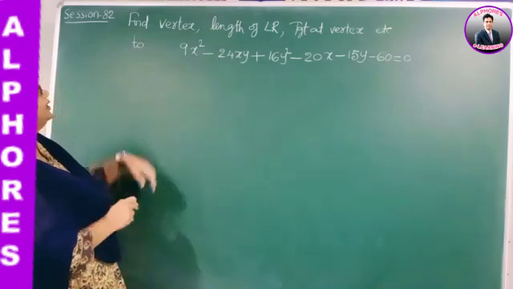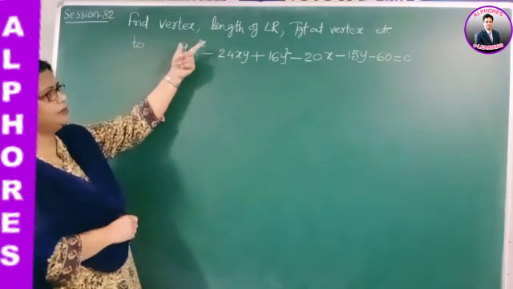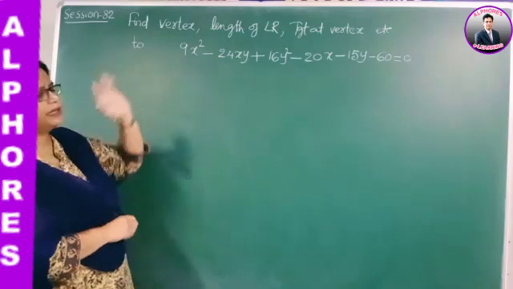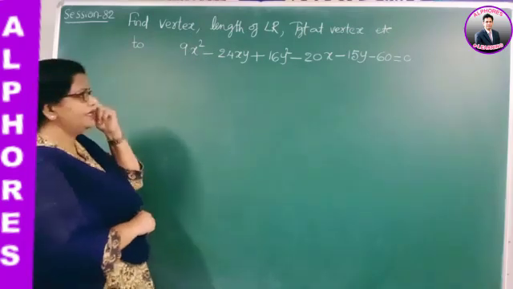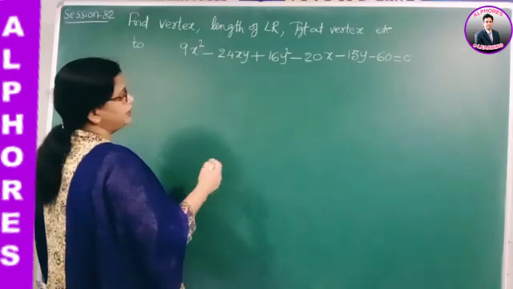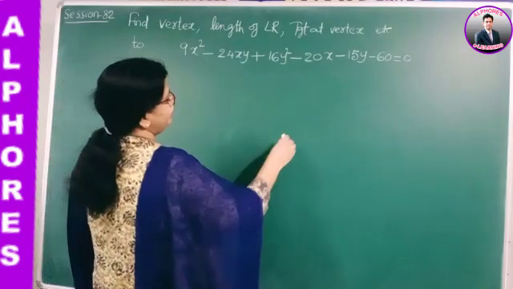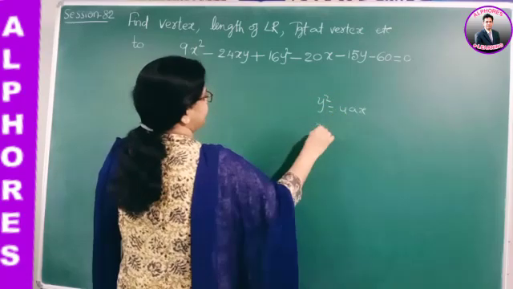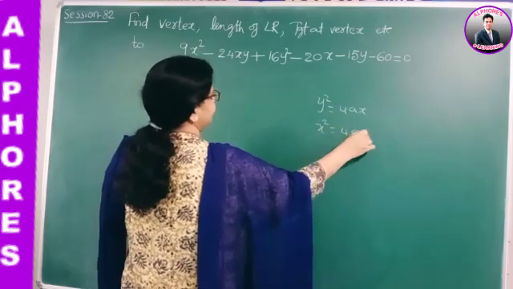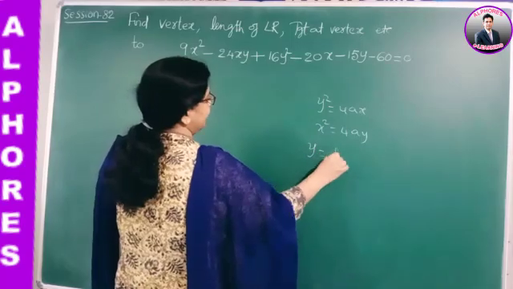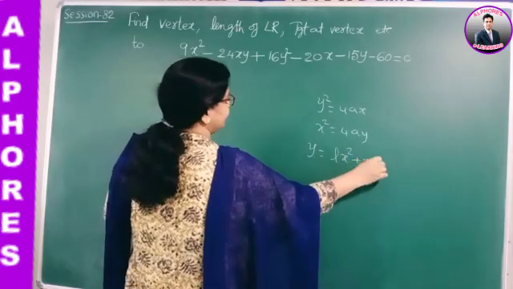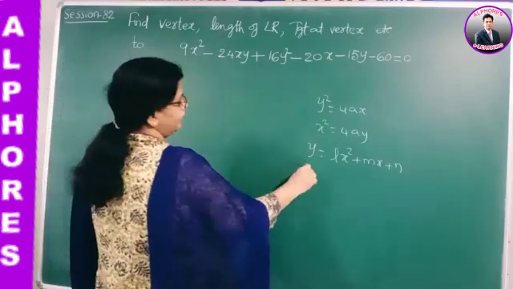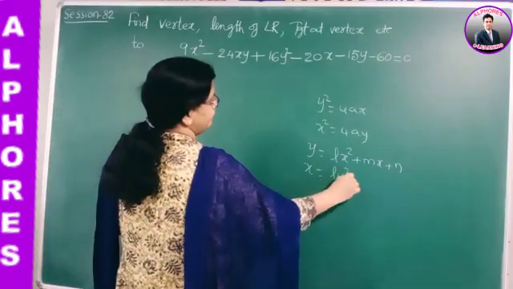Okay students, now let us see here the problem. Find the vertex, length of latus rectum, like that different values they can ask for this kind of equation. Now earlier students, if you observe the different kinds of equations from the past parabolas, those are y square is 4ax, x square is 4ay, right? And the next one is here y equal to l x square plus m x plus n. Like this here you observe different kinds of equations, or x is equal to l y square plus m y plus n.